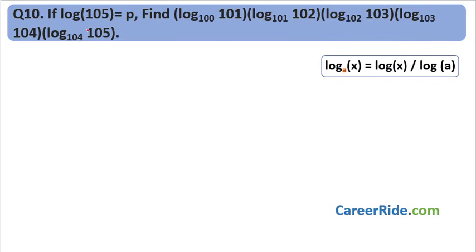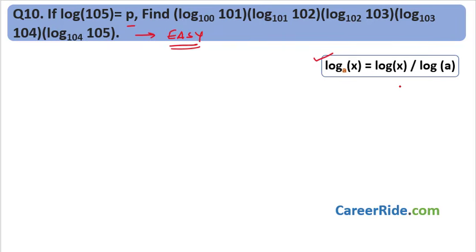Question number 10. If log 105 is equal to p, find the value of log 101 to the base 100 multiplied by log 102 to the base 101 going up to log 105 to the base 104. Now, if you look at the figures, definitely the question looks scary. But this is an extremely easy question, which just needs you to apply a rule that you have learnt initially in this chapter. Once you solve this question, you'll yourself see how easy the answer is.